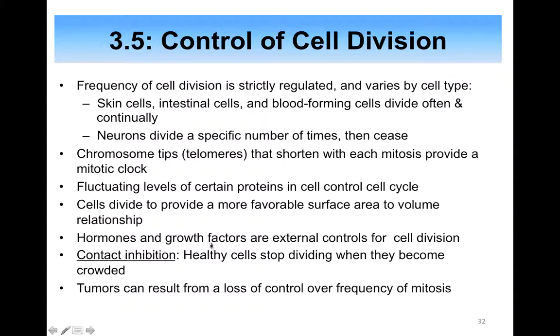So for example, growth hormone. Growth hormone can tell cells, hey, you need to divide because we need more muscle cells or bone cells. Contact inhibition: normal healthy cells have controls on them, so when they touch other cells and get crowded, they stop dividing. This way we don't have cells growing out of control. Any loss of cell cycle control can lead to tumors, whether they're benign or malignant.